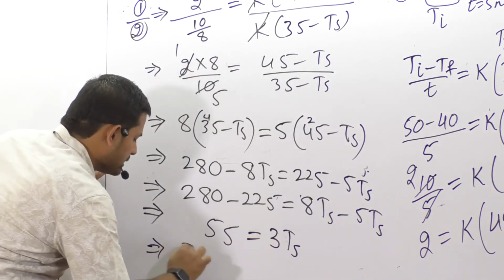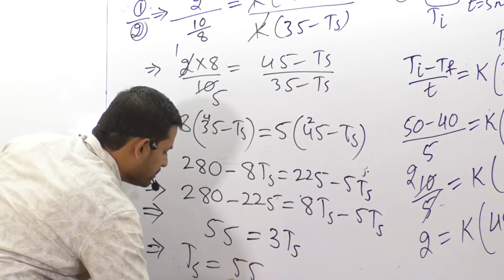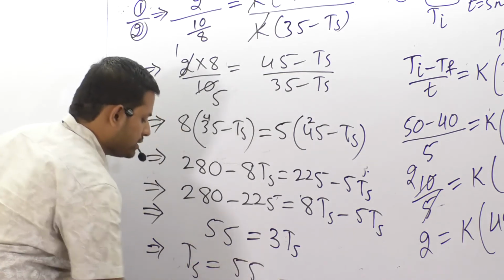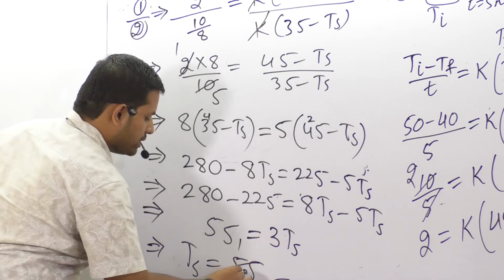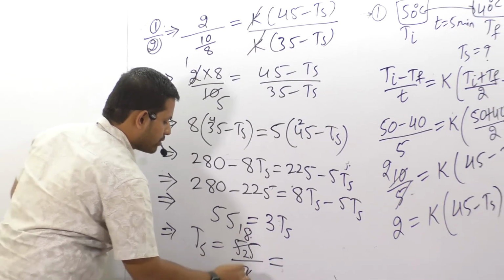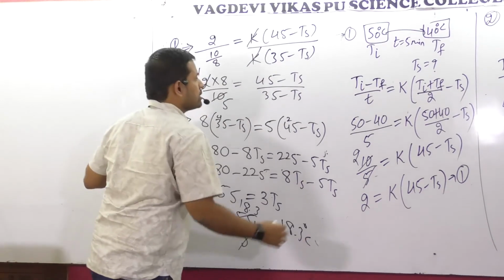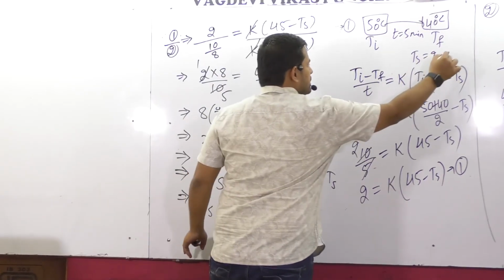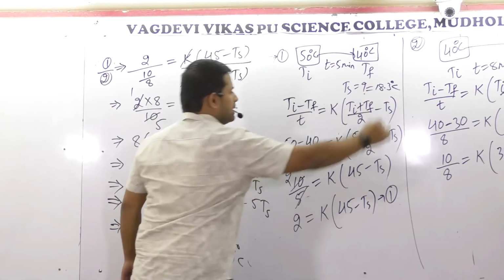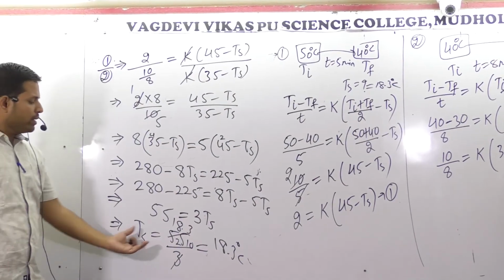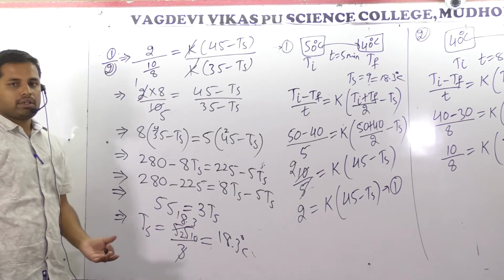Okay? So Ts is going to be 55 divided by 3. So 55 by 3: 3 ones are 3, then 2 is the carry, 3 eights are 24, then 1 is the carry, 3 threes are 9. So 18.3 degrees Celsius. Whatever the temperature of the surrounding, it is 18.3 degrees Celsius. Very important problem, very easy problem. You should be able to solve it.